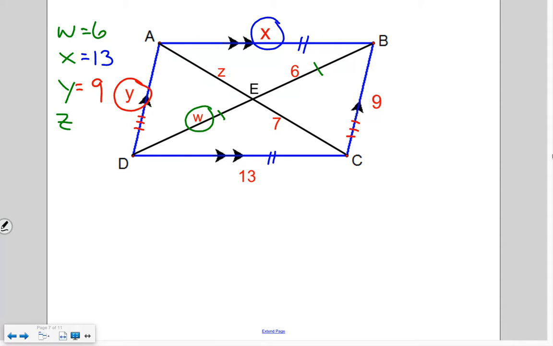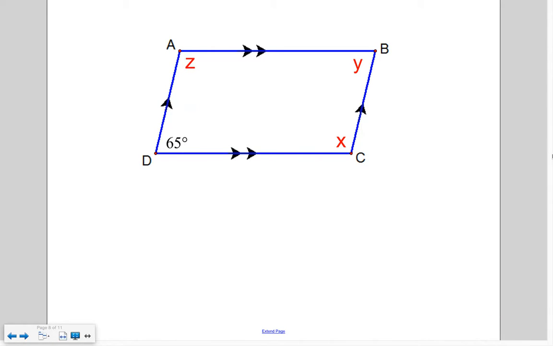And lastly, Z is right here. Well, we got the diagonals bisecting each other again. So if that segment is 7, EC is 7, so is EA. So Z is going to equal 7. Okay, and that covers all 4 variables from this diagram. Okay, used a couple different theorems: the opposite sides are congruent and that diagonals bisect each other.